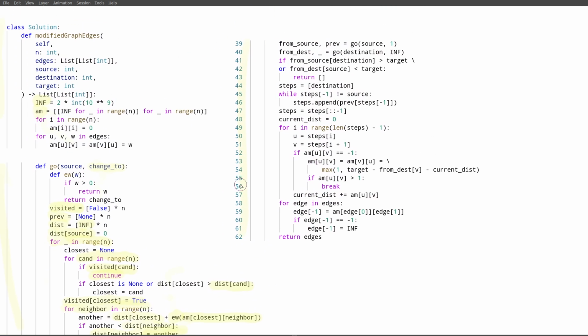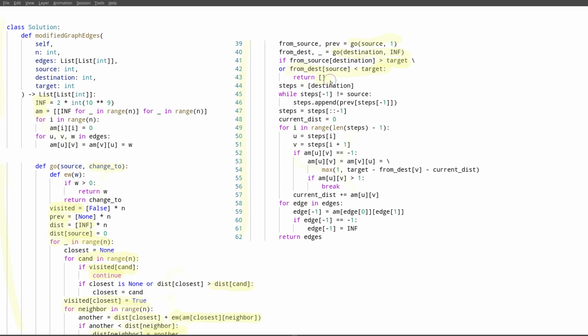And finally, the algorithm. So we go from source assuming that all the edges are equal to 1, and we go from the destination assuming all the edges are equal to infinity. And now those are the edge cases. So if the shortest path is too long, even if we make all the edges that we have control over as cheap as possible, or if there exists a path that does not use any edges that we have control over, and it is shorter than target, then we cannot get rid of that path. We return an empty array, because we're asked to return the empty array.